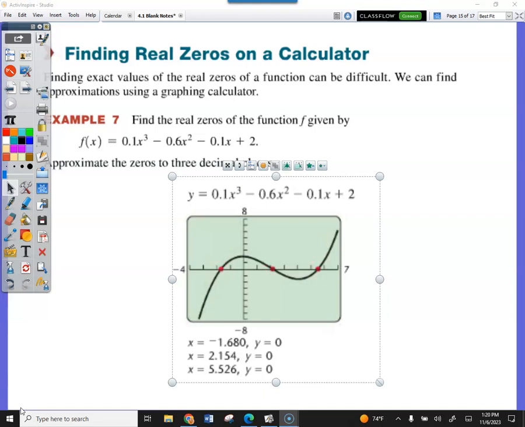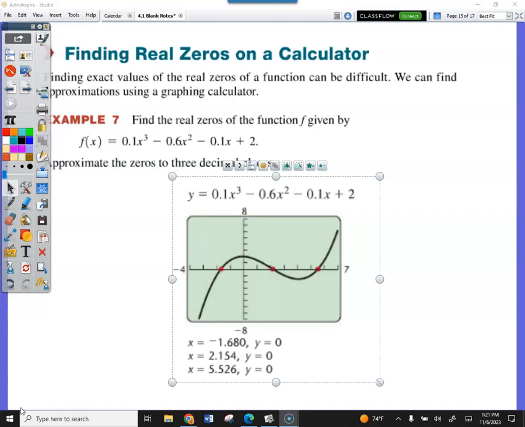You were supposed to graph it, then you were supposed to find the zeros by using the second calc feature. And it said to go to the nearest 1,000. Are there any questions on this slide? No.